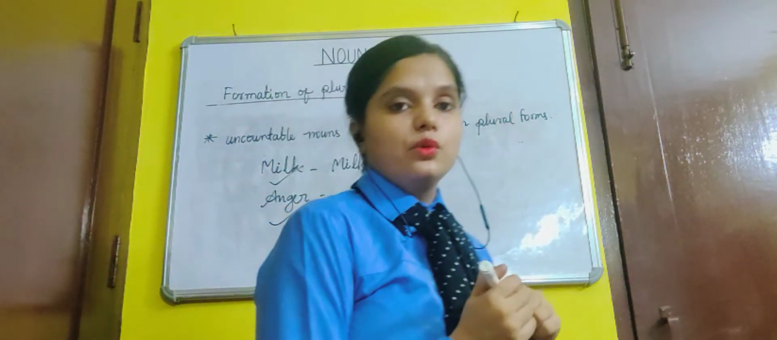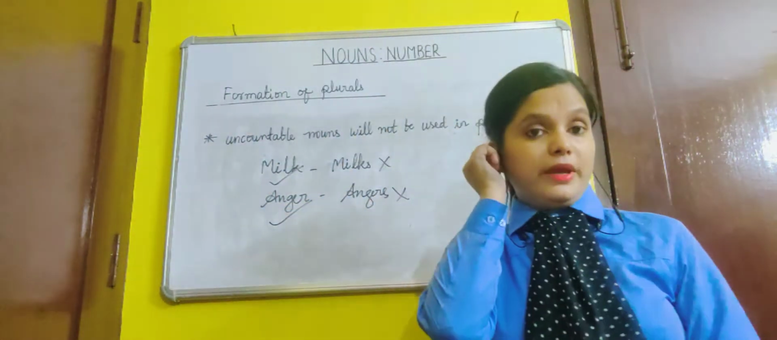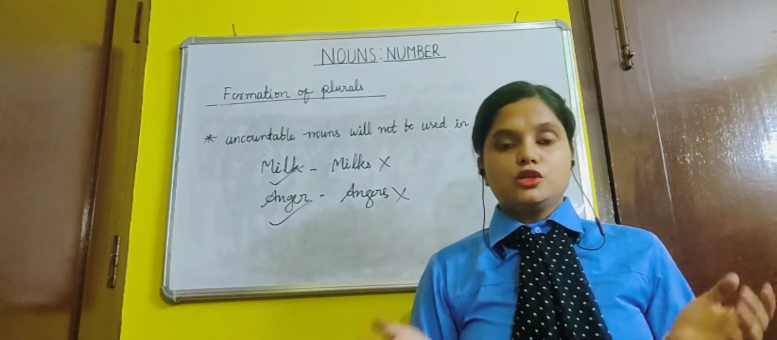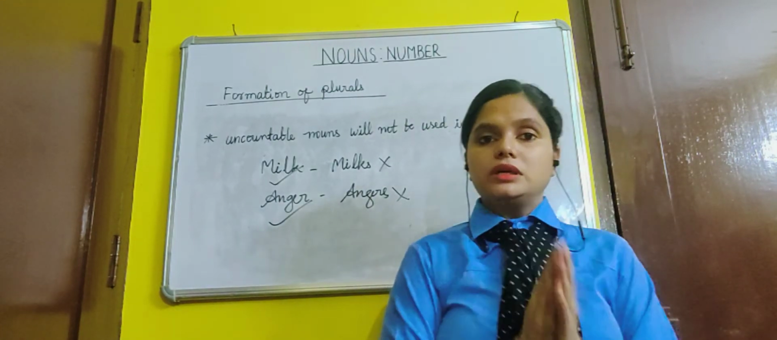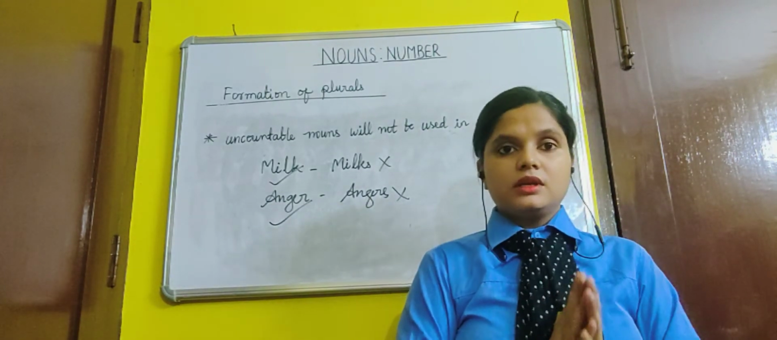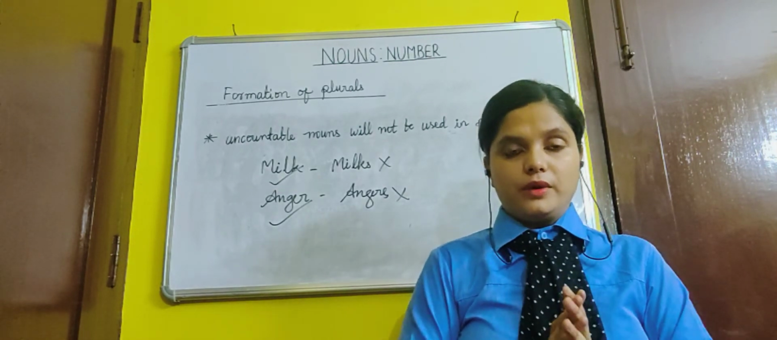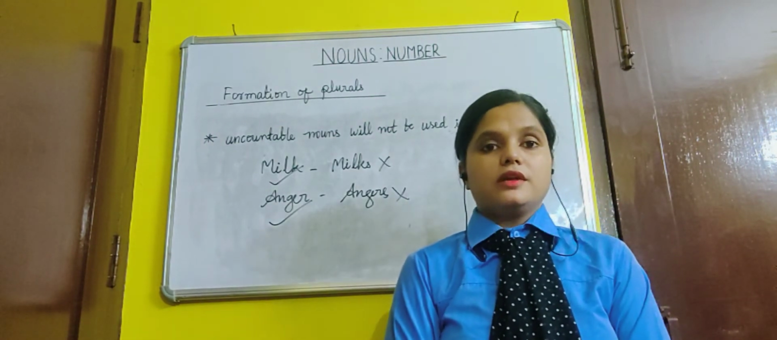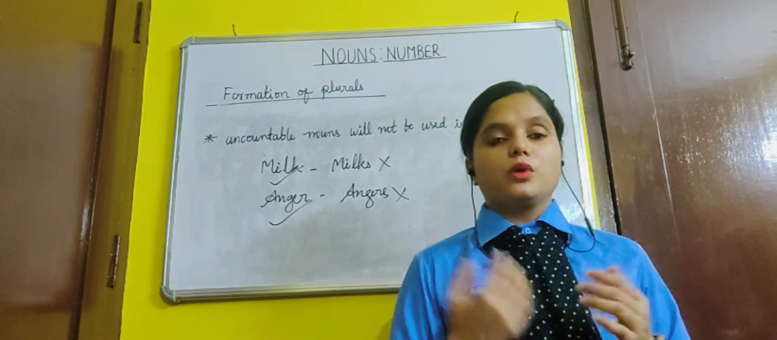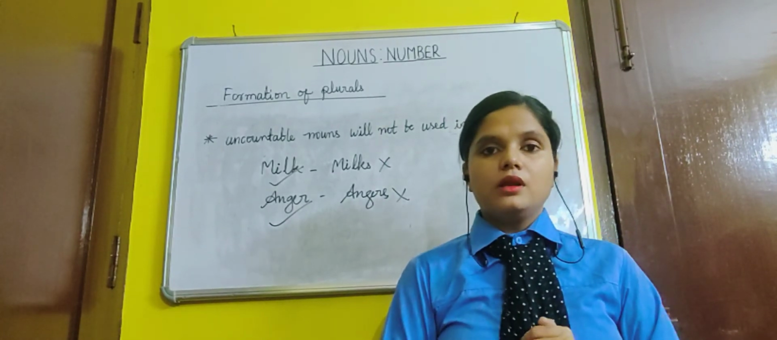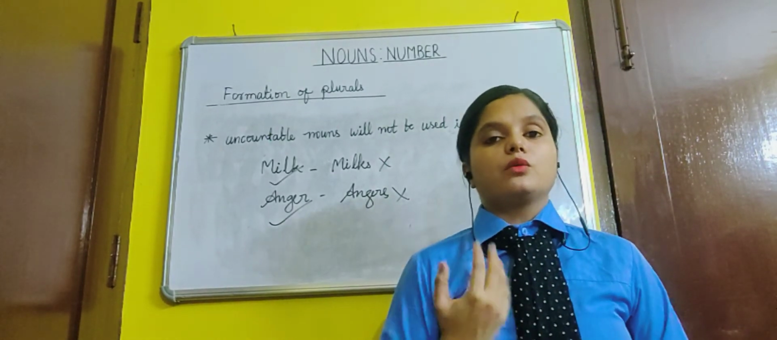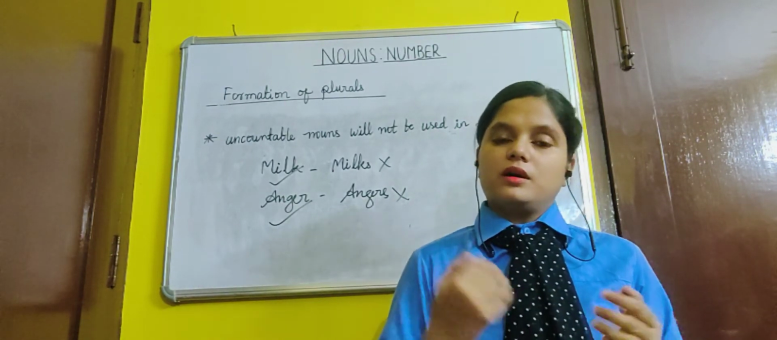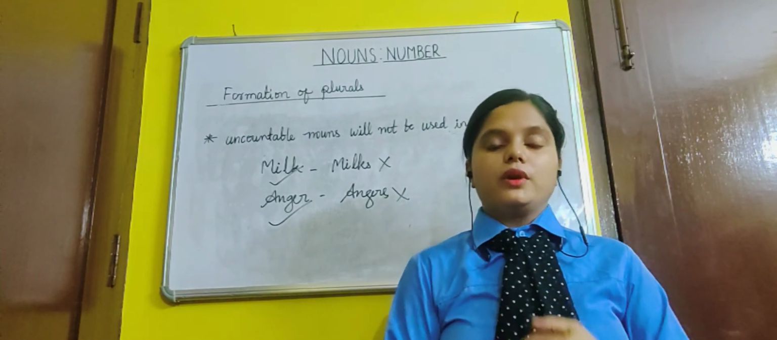So these were few rules of making plurals, of the formation of plurals. Hope you all have understood. So in today's lesson we learned about the noun numbers. There are two noun numbers, singular and plural. Singular is used if we speak about only one person, one thing, one animal, or one place. But if we speak about more than one object or one person, we use the plural form or plural number of noun.